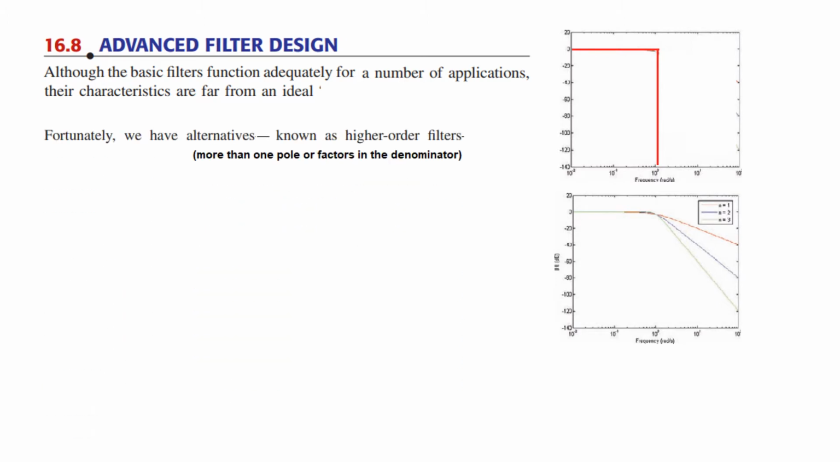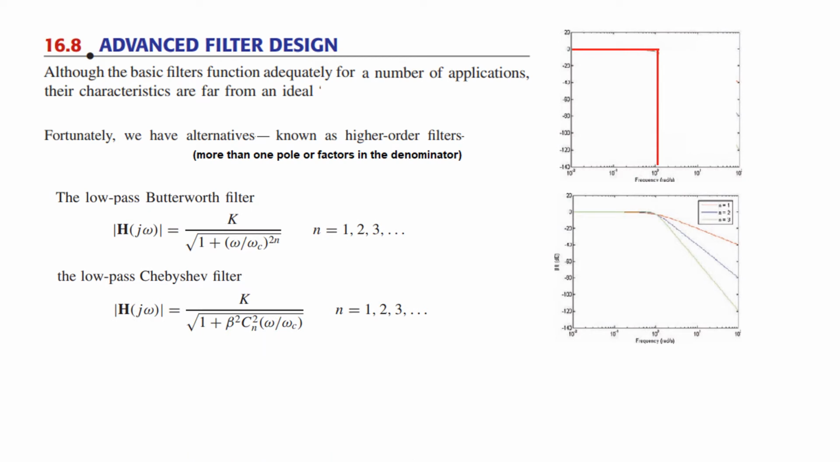So fortunately we have alternatives known as higher order filters, and higher order filters are those that have more than one pole or more than one factor in the denominator. Now you can see, if we have just one pole or a first order filter, then this attenuation is very low. As we keep on increasing the order of the filter, the attenuation increases, and ultimately it reaches very close to the ideal value.